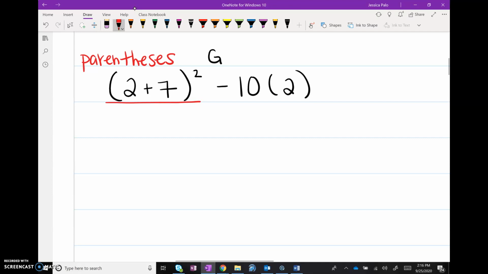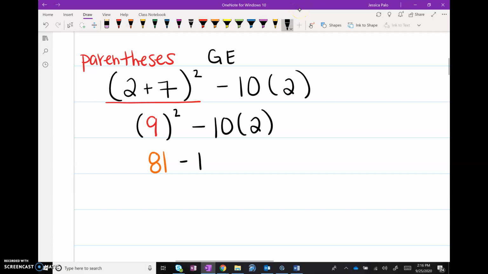Inside the parentheses, I have the expression 2 plus 7. That equals 9. And now I have to bring down the rest of the expression. So I'm bringing down the parentheses because there is an exponent attached, minus 10 times 2. Now we move on to E, exponents. Are there exponents in this expression? Yes, there are. 9 raised to the second power. That equals 81. And now we bring down the rest of the expression.